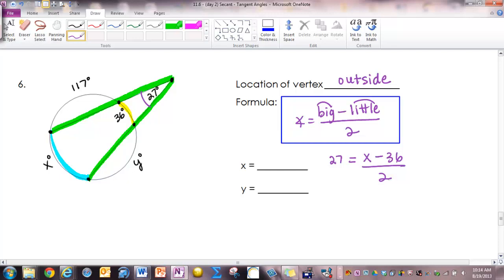Now in order to solve this problem, we need to put our 27 over 1, cross multiply, and we get 54 equals x minus 36. Adding 36 to both sides gives x equals 90 degrees.